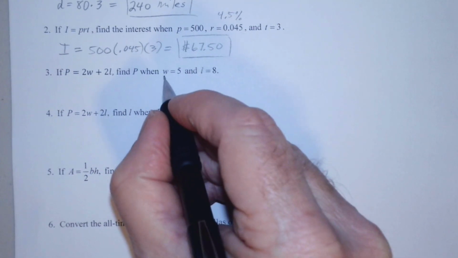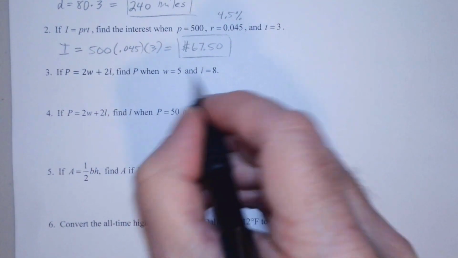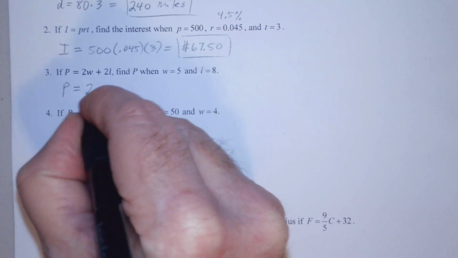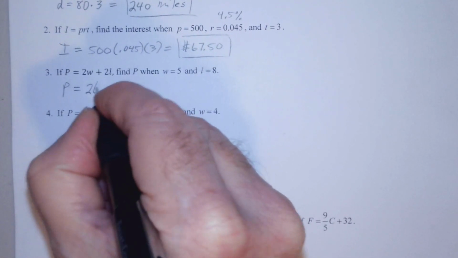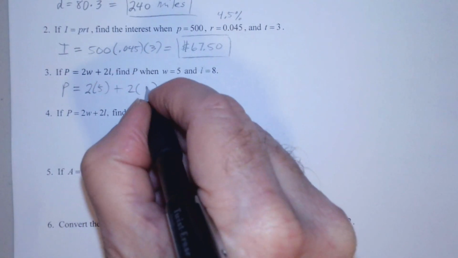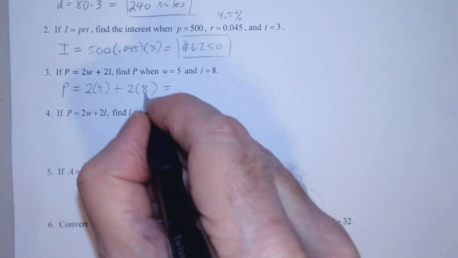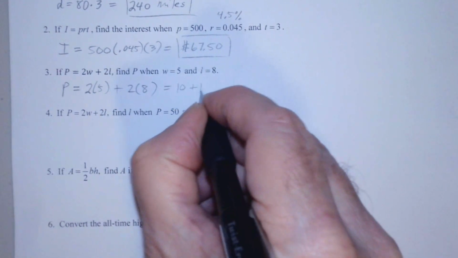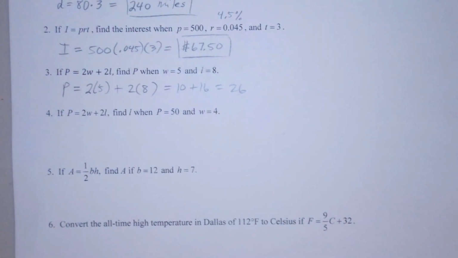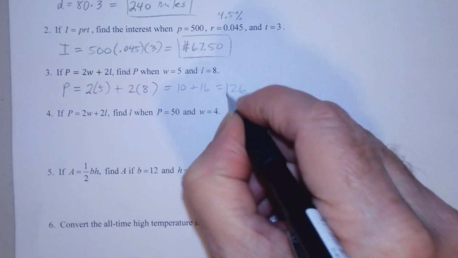So notice here they're giving us the width and the length, and they're asking us for P. So it's like the last two that we did. 2 times W, which is 5, plus 2 times L, which is 8. That's going to be 10 plus 16, and so you get 26. Now normally it would be in like feet or inches or some measure. Since they didn't give us the measure, we just say 26.